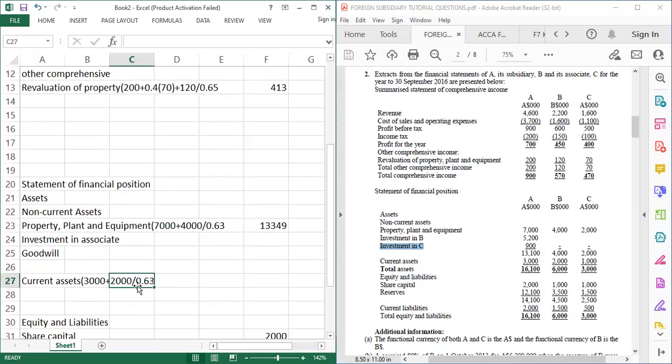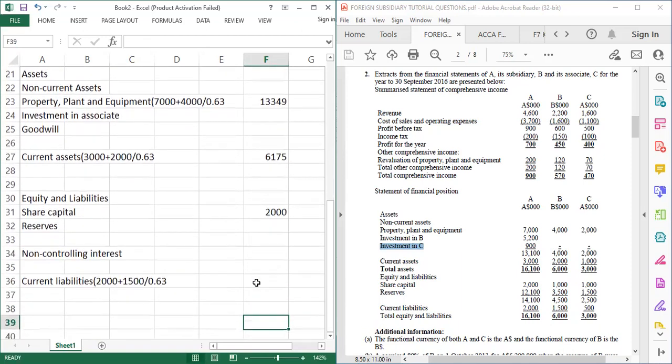Let's come to the current assets. It will be 2,000 divided by 0.63, which is 3175, plus 3,000. What are we getting? 6175. Okay, the reserve we do calculation for it.